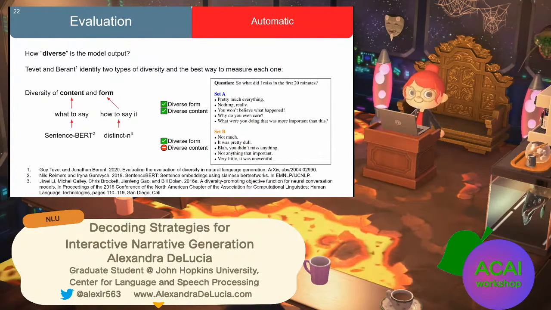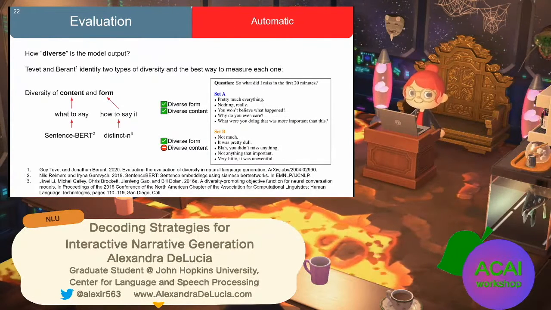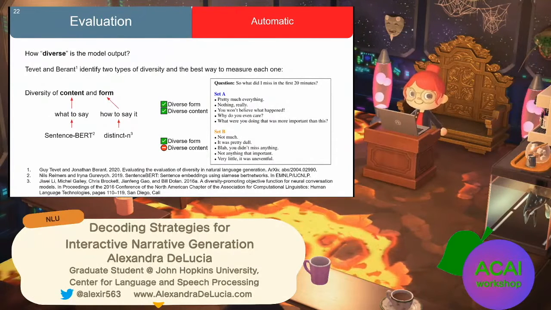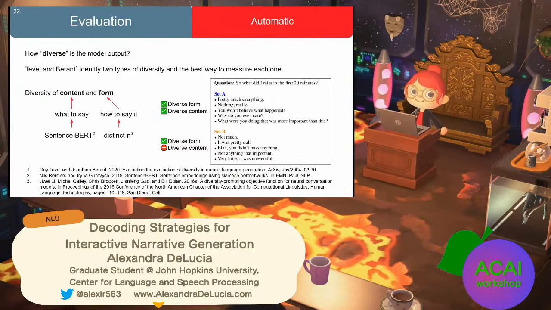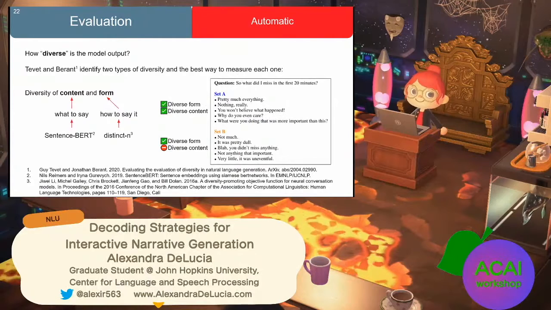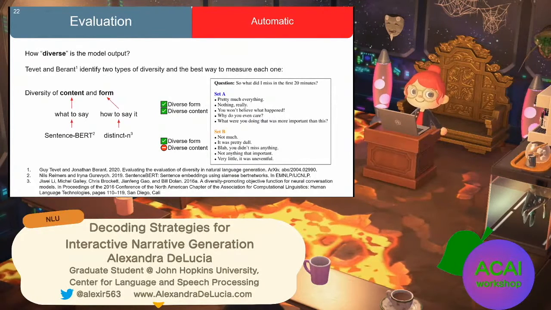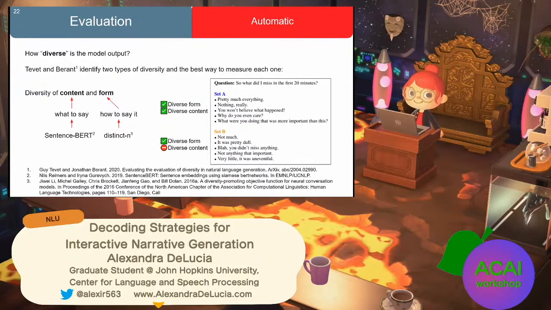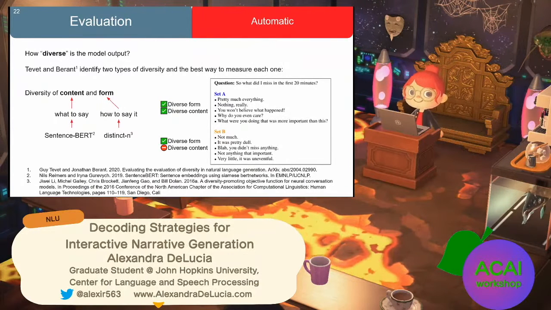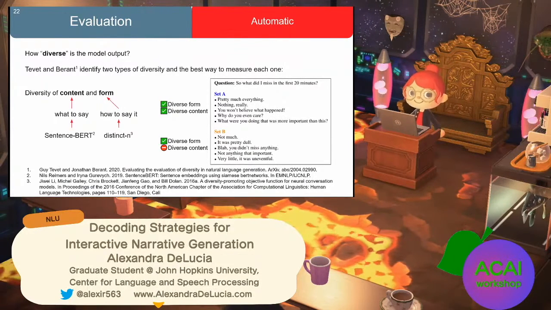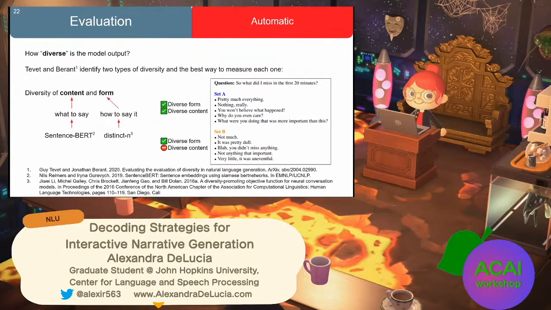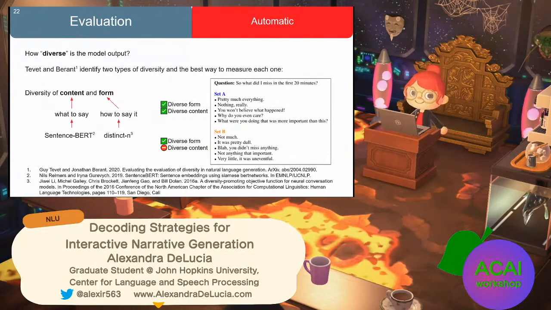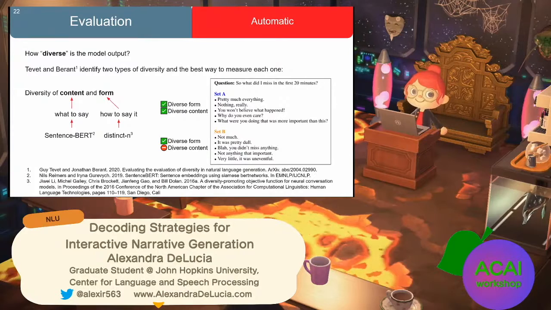And then for diversity of form, this is the distinct-N metric, which is a token count based method for unigrams. Usually it's just unigrams and bigrams. And all this does is check to see if your model is just using the same words over and over again. So this is very much just an automatic evaluation.